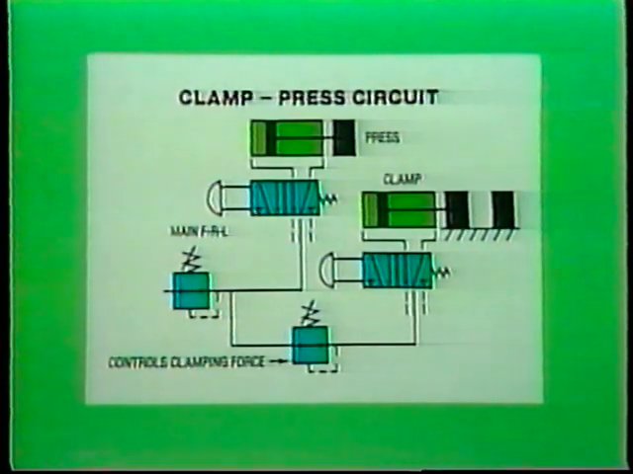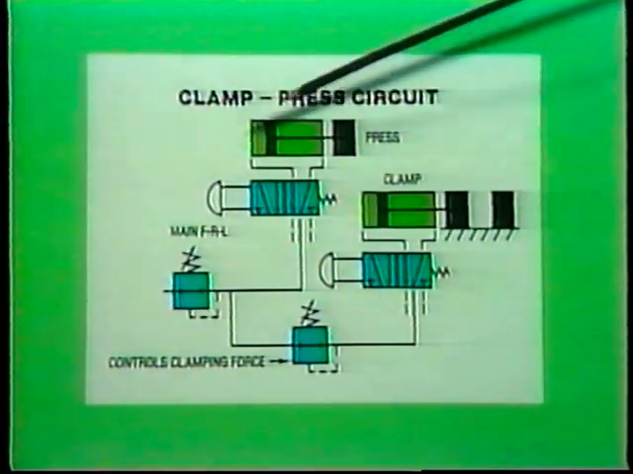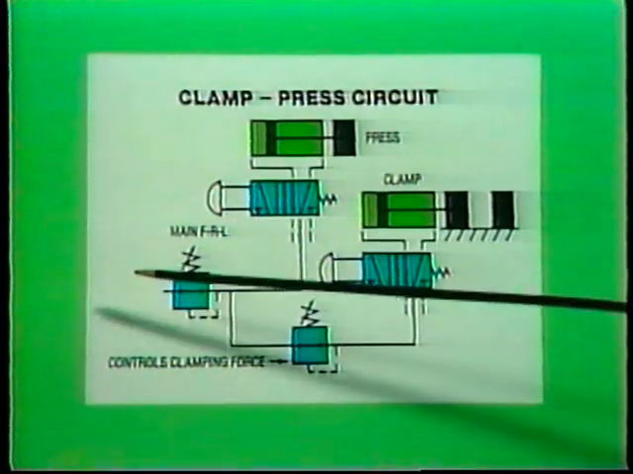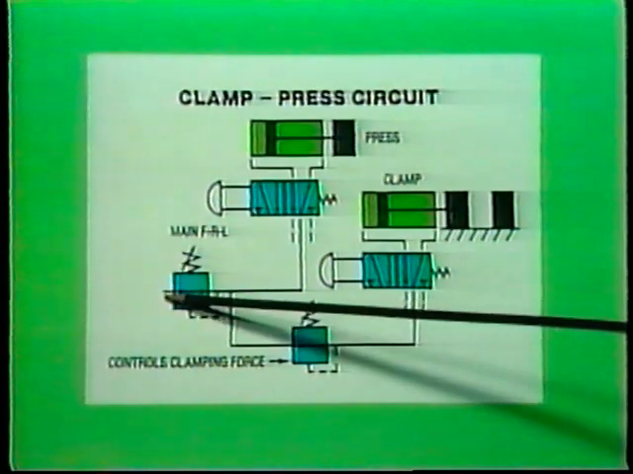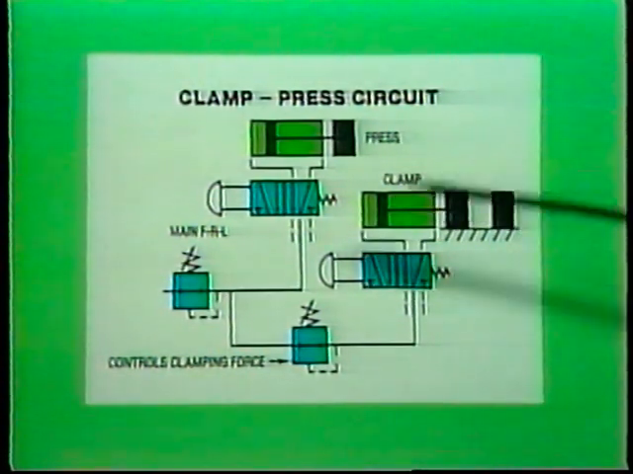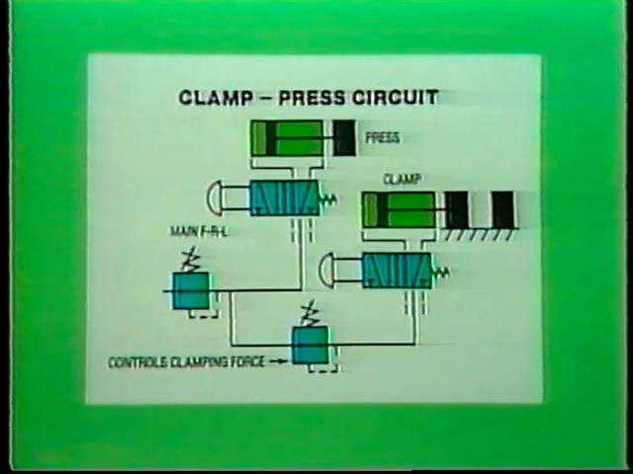Let's take a look at a circuit that uses two cylinders. It is similar to the one we saw earlier in the program, but this time we have a different requirement. We want to operate both of these cylinders off the same supply, but the one doing the clamping can do its job with a much lower pressure than the cylinder that's doing the crimping. It's an ideal situation for a couple of pressure regulators.